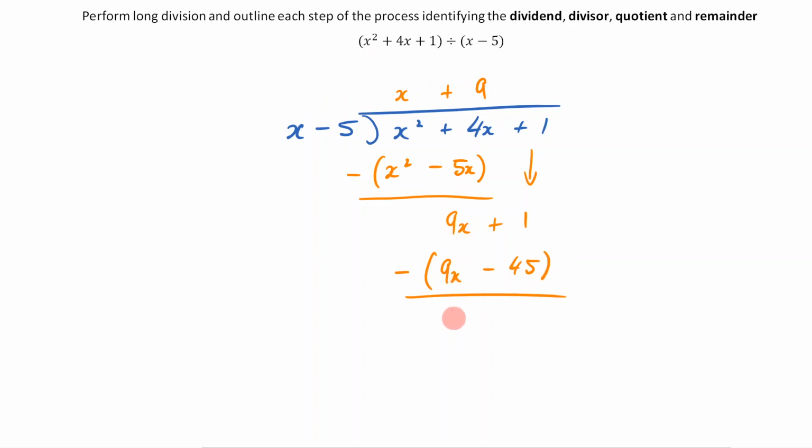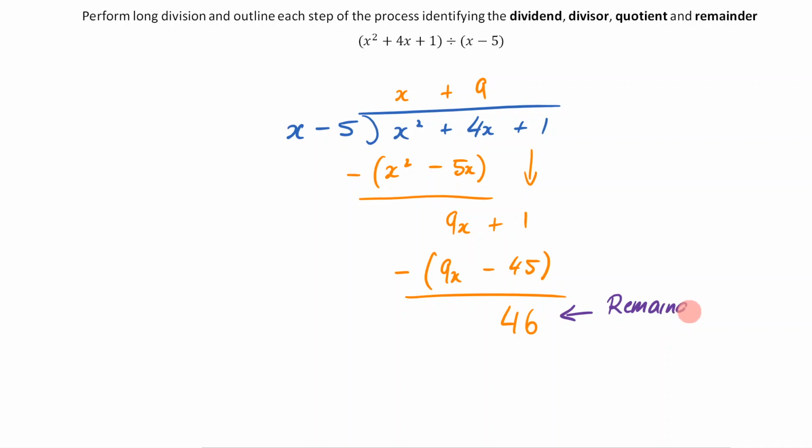9x minus 9x is 0. It's always going to be 0 here, so don't even bother about putting it there. Just leave it blank. 1 minus 45. Well, that's plus. It's 1 plus 45. So it's going to be 46. And we're done. So this right here is our remainder.